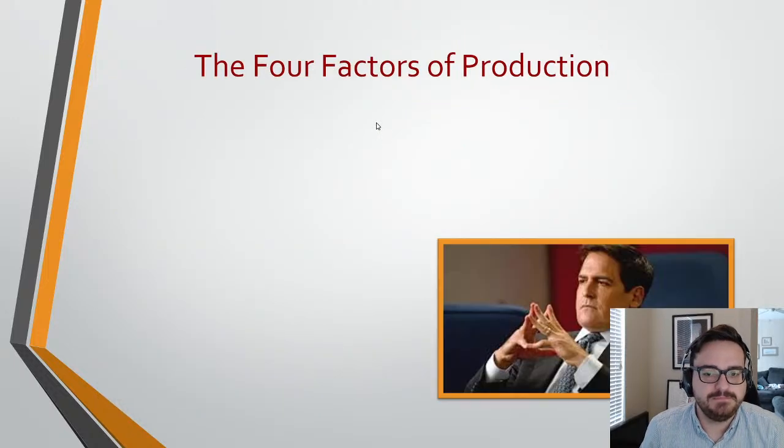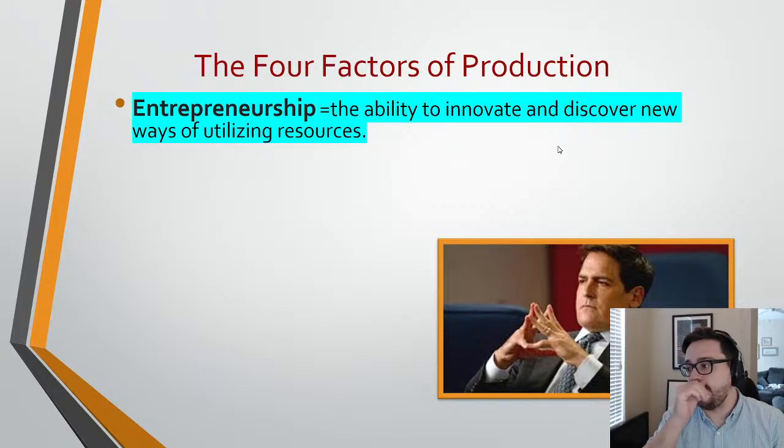Last one. Last factor of production. Entrepreneurship. Speaking of the maps, there's Mark Cuban. Best definition I've found, the ability to innovate and discover new ways of utilizing resources. This is different from labor because labor is simply the work you are doing. This is finding new ways to do things and then being able to capitalize on it.